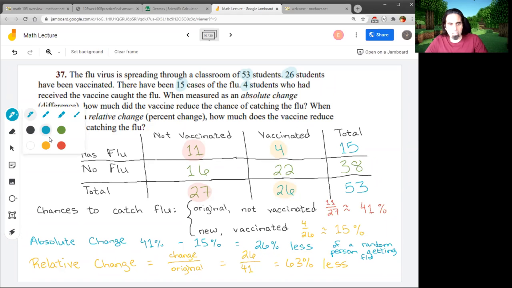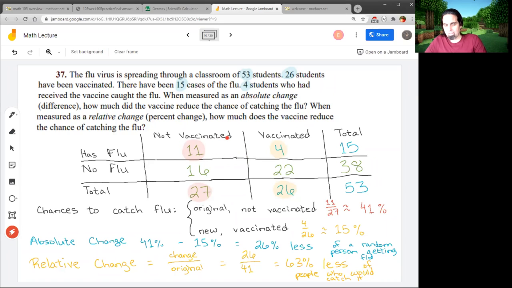The 63% is when we're focusing on the people who would catch it. It's sort of in your destiny to catch the flu. And then the chance when you're vaccinated is smaller, only 4 out of 26 instead of 11 out of 27. So most of those people are able to avoid the flu because of the vaccine.